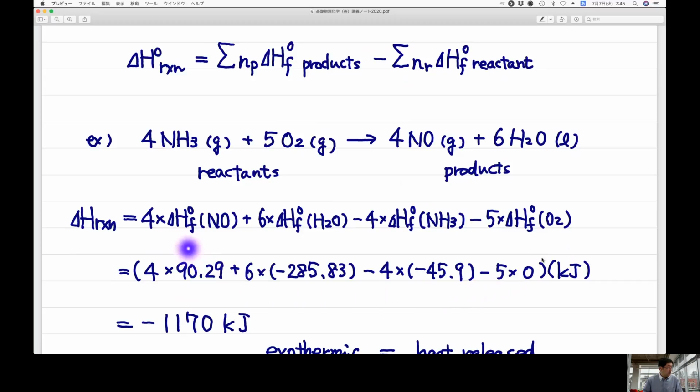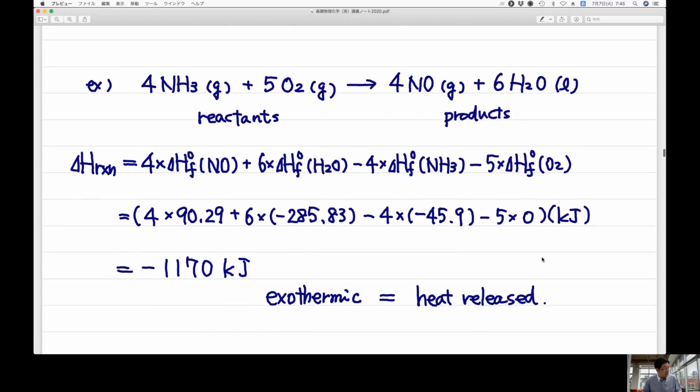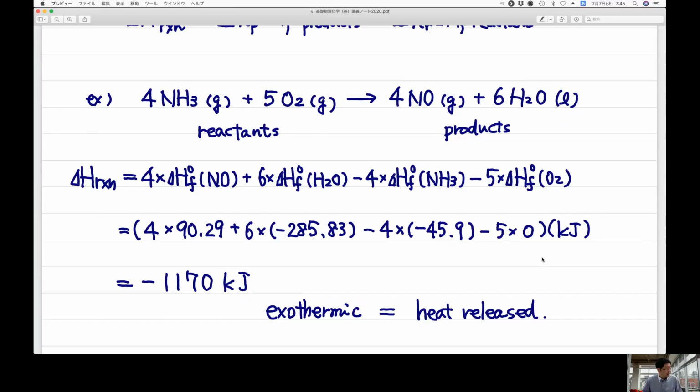And the total amount of these values shows minus 1,170 kilojoule. So the change of enthalpy of this reaction should be minus 1170 kilojoule. Then we can easily understand this reaction is exothermic. I mean, heat should be released.